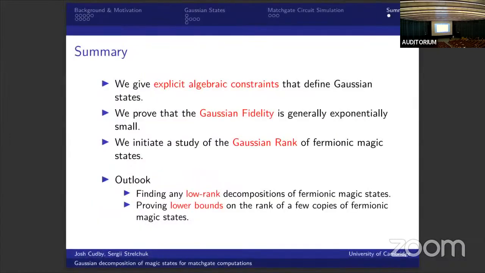So just to give a quick summary, we give the first explicit algebraic constraints obeyed by Gaussian states. We then use those to, for example, prove that the Gaussian fidelity is generally small. And we initiate a study of the Gaussian rank that essentially only gives negative results in that area. And looking forwards, I think it's pretty clear what the outlook is. We really want to find low rank decompositions of fermionic magic states. And if that's not possible, maybe we can prove lower bounds for the non-restricted case, or on the rank of a few copies of a fermionic magic state.